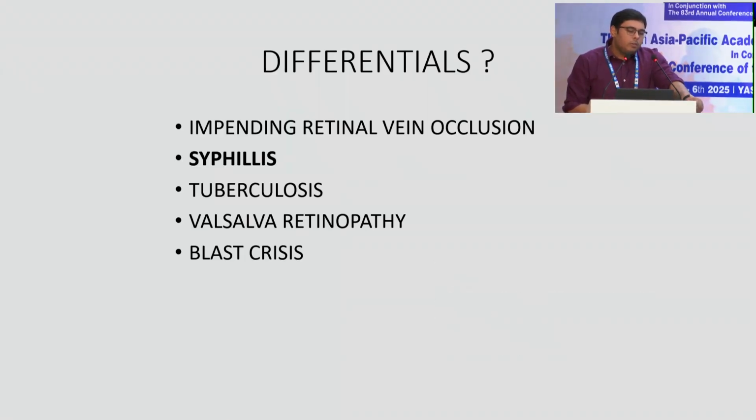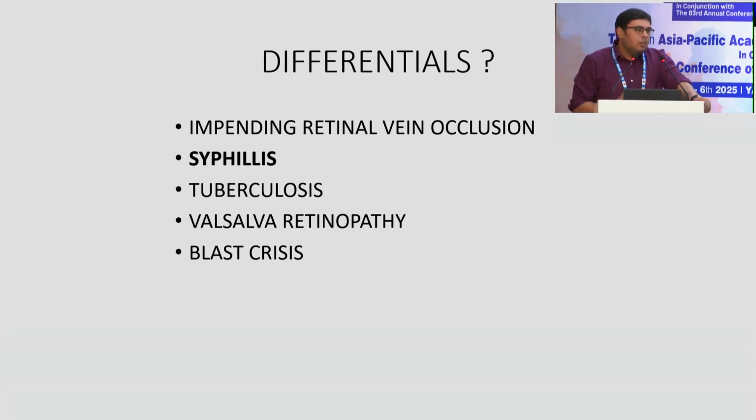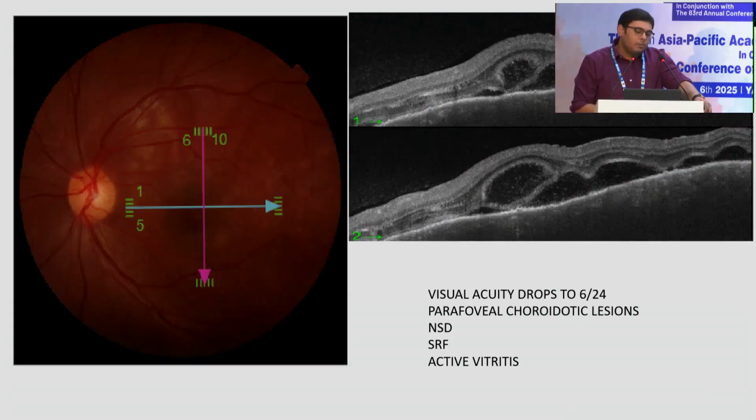So we went into the differentials: impending retinal vein occlusion, syphilis being the great mimicker, tuberculosis, Valsalva retinopathy, and blast crisis. We ordered a battery of tests that included blood counts, treponemal antibodies, the gold standard Mantoux, and the entire panel. Four days later, he comes to us.